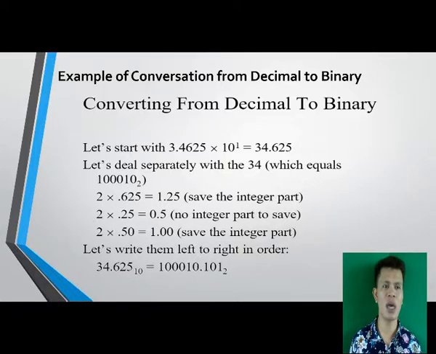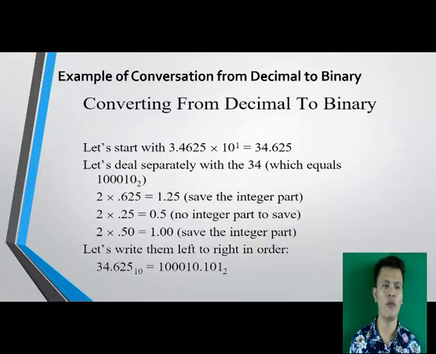Now, since we convert the decimal part separately, the 0.625, we are going to convert it into binary. 2 times 0.625 is equal to 1.25, and we take the whole number, which is the 1. 2 times 0.25 is equal to 0.5. Get the 0. 2 times 0.50 is equal to 1.00.